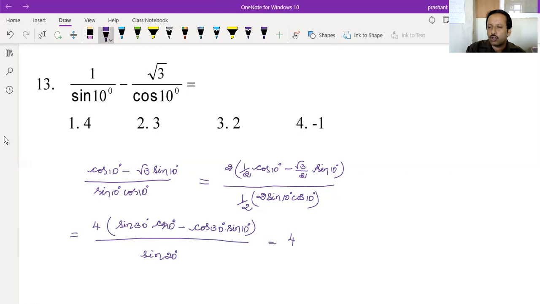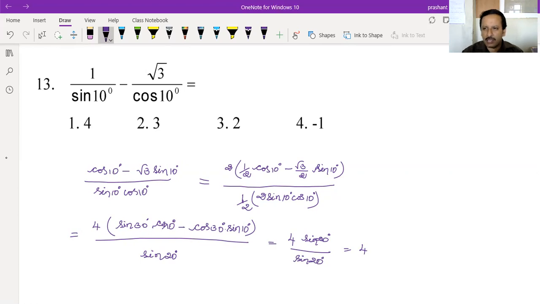Now look here, sin 30 degree into cos 10 degree minus cos 30 degree into sin 10 degree. It's of the form sin A cos B minus cos A sin B, that's equal to sin(A minus B). Sin(A minus B) means in this case sin(30 minus 10), which is sin 20 degree, divided by sin 20 degree. So the sin 20 degree gets cancelled. 4 is cancelled. First option is the correct answer.